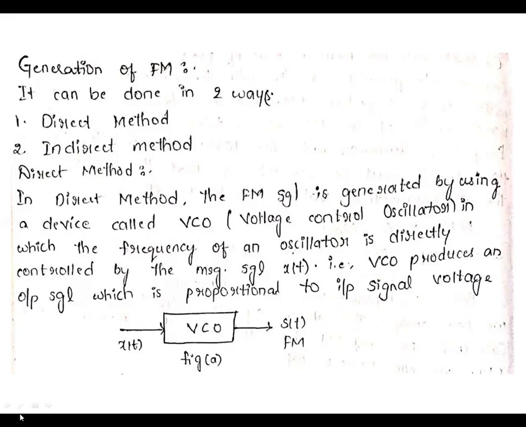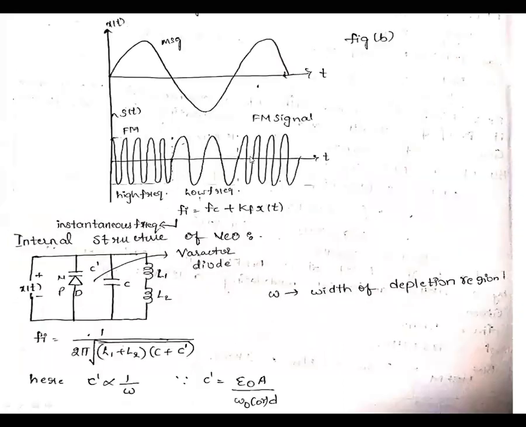What is the definition of FM? The frequency of the carrier changes according to the modulating signal. So in that case we can use a voltage controlled oscillator, which produces oscillations whose frequency changes with the message signal. The VCO produces an output signal proportional to the input signal. The input signal is m(t), that is x(t); m(t) and x(t) are the same. The message signal is given to the VCO, the output signal is s(t), and the output depends on x(t) only.